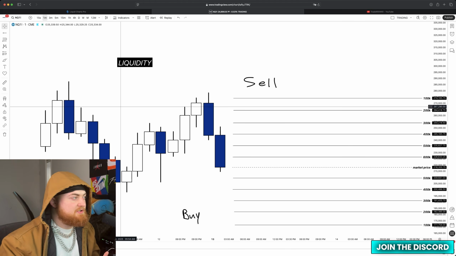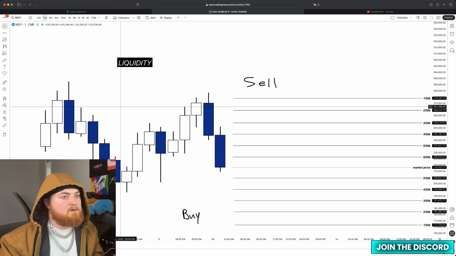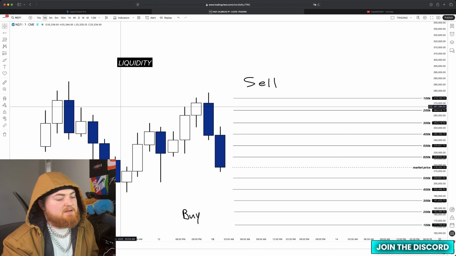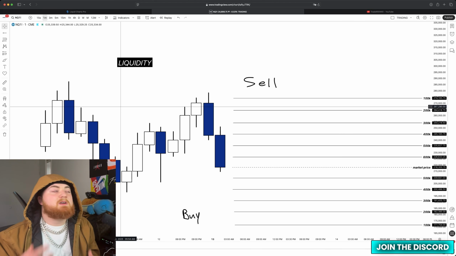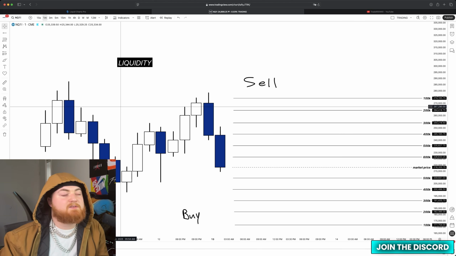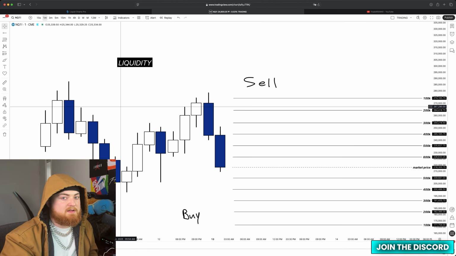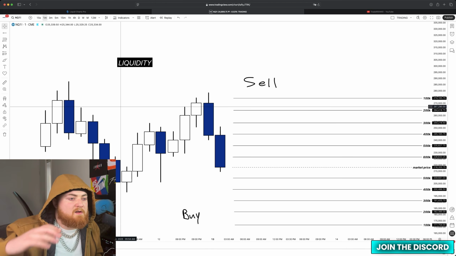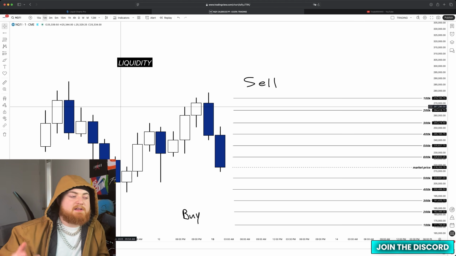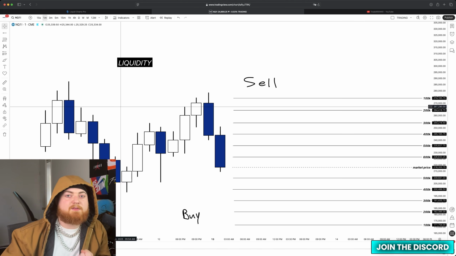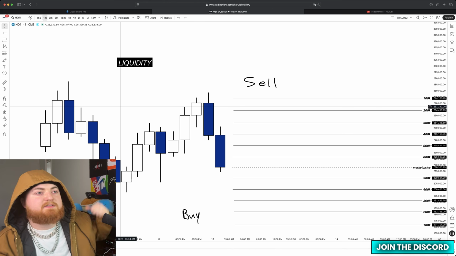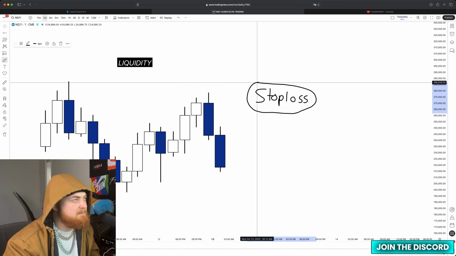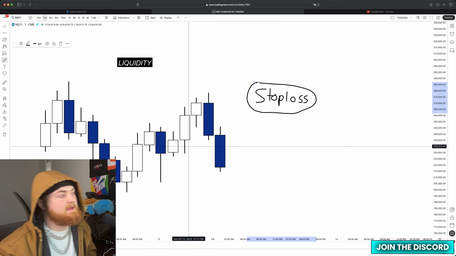So that begs the question: how do we know where there's a large amount of liquidity in the market? If I'm a big trader who's moving millions, tens of millions, hundreds of millions of dollars, and I want to buy the market, how do I know where the most amount of sellers are to sell to me? And if I'm a big trader that's moving all this money and I want to sell the market, how do I know where the most buy orders are in the market? So the secret lies in stop losses. What do I mean by that?